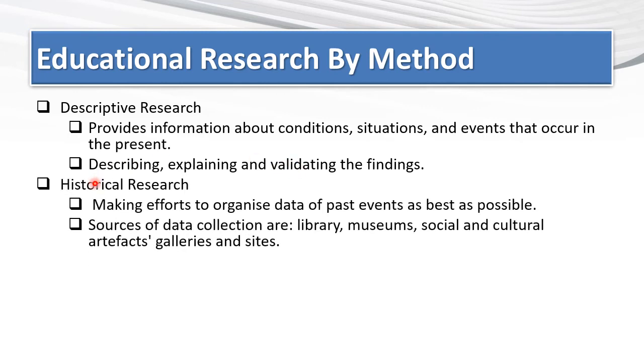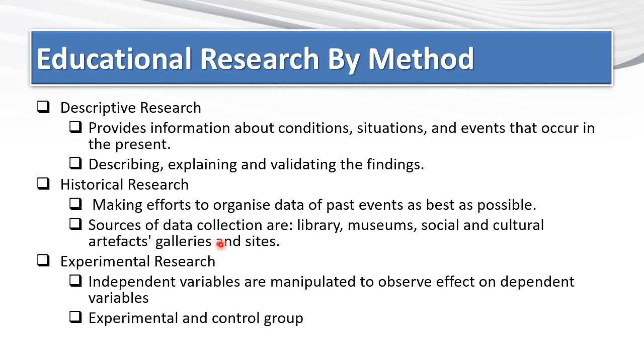Another type of educational research by method is historical research. From the word history, you know that it deals with past events. So historical research is making an effort to organize data of past events as best as possible. Now you say, okay, since this research is in the past, how do I collect data? Don't be scared. Data can be sourced from the library, the museum, artifacts, or just as you have here.